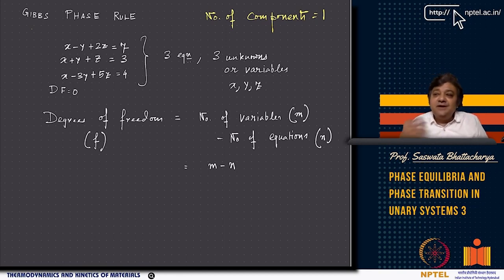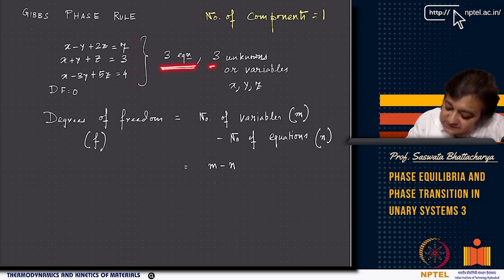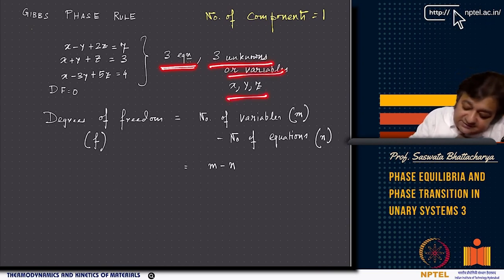For example, if you have many equations but very few variables, then your degrees of freedom. So basically, what I want to define here is the degrees of freedom in terms of unknowns or variables and equations, and we will consider, for simplicity, only linear equations, right? So let us look at this. You have three variables x, y, and z, and three equations which are linearly independent, so you will have a unique solution to this, right?